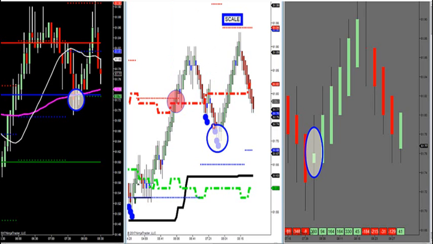The first retracement, we start getting the fib dots. Now, I really don't pay attention to the fib dots. I don't trade all the fib dots, first of all.